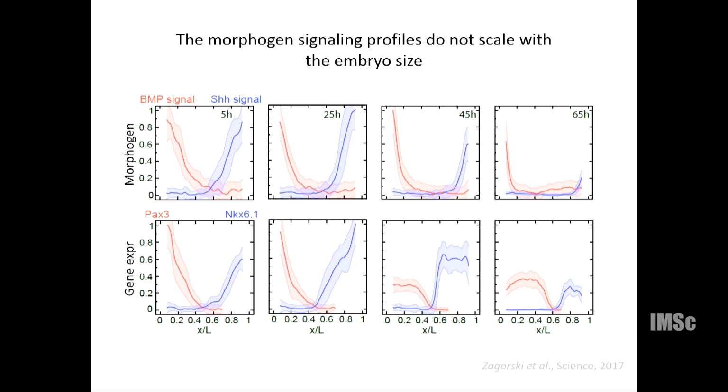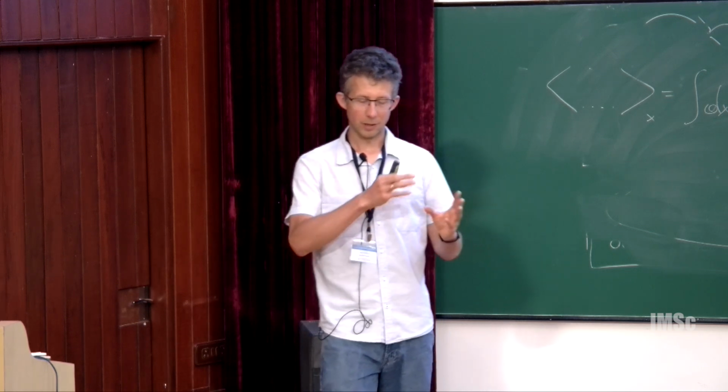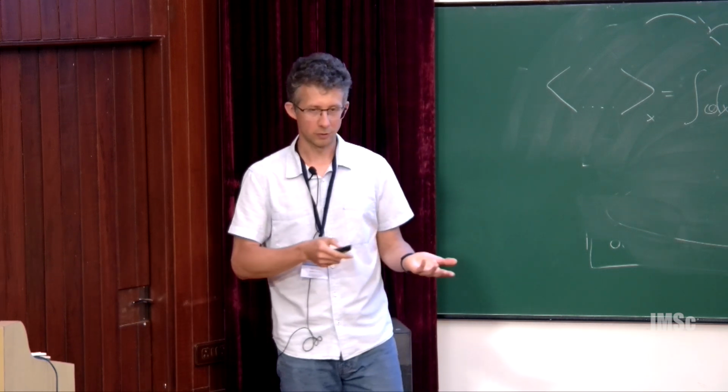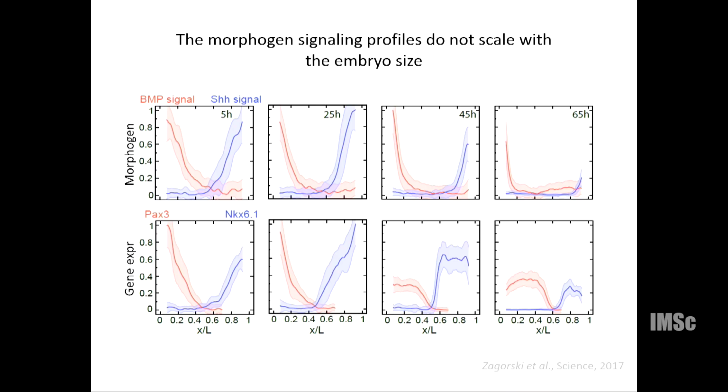they effectively move away from each other, which is just saying what we had in the previous lecture: when you have diffusion, you get the characteristic decay length. So this is almost the same throughout this development, but because simply the tissue is getting larger, the relative range of these morphogens is shorter. But the story is different for the target genes.